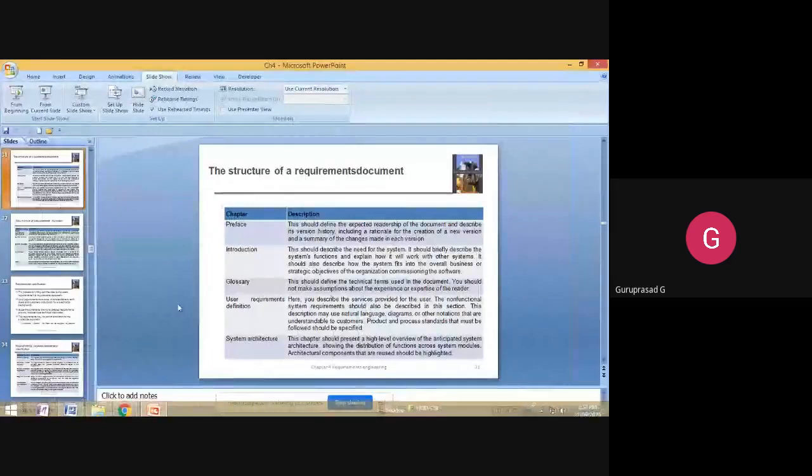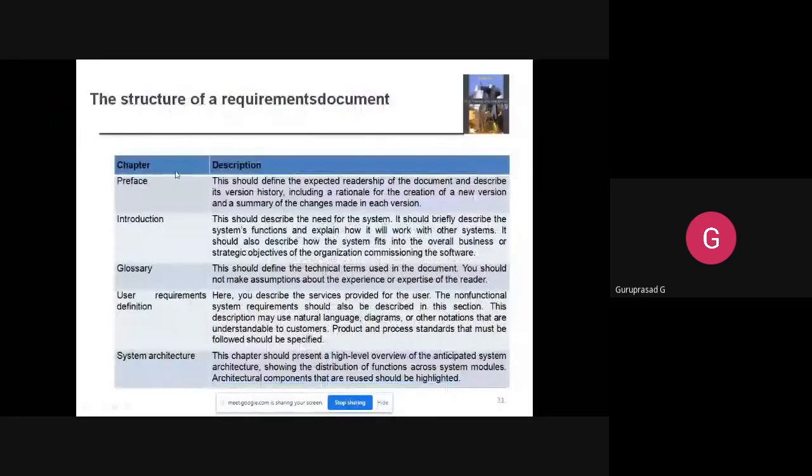Let me continue discussing the next topic. After some time we'll again have some interaction. The structure of the requirements document I'm going to show you, please remember it is very important. It is an IEEE standard, so please go through this. With the format given, you see that it starts with the preface. The preface defines the expected readership of the document and its version history. The next thing is the introduction part.